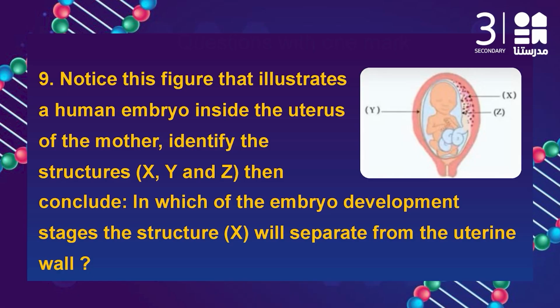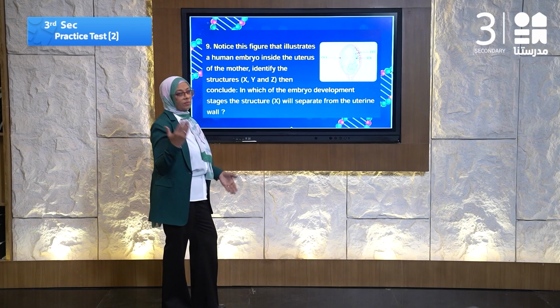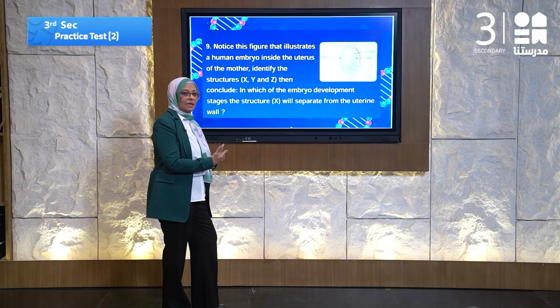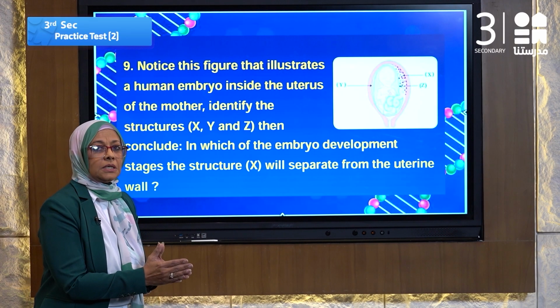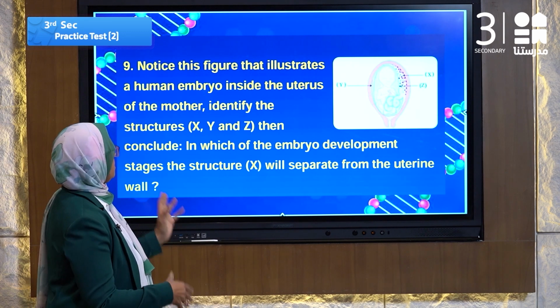9. A baby again. Yes, I like babies. Let's go. Notice this figure that illustrates a human embryo inside the uterus of the mother. Identify the structures X, Y, Z. Then conclude. We must study that the baby has many layers surrounding it to protect it from the surrounding environment.